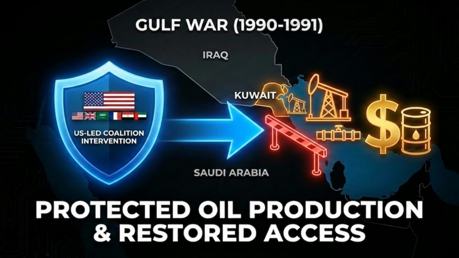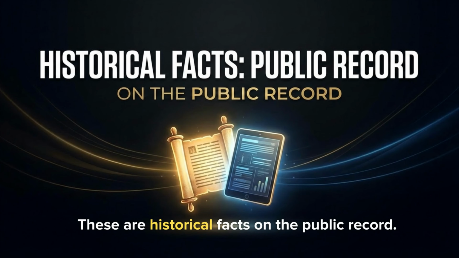The Gulf War of 1990 to 1991, in which a U.S.-led coalition intervened militarily to reverse Iraq's invasion of Kuwait, protected the oil production and export infrastructure of a major Gulf oil-producing nation, and restored access to Kuwaiti oil revenues within the petrodollar framework. These are historical facts on the public record.